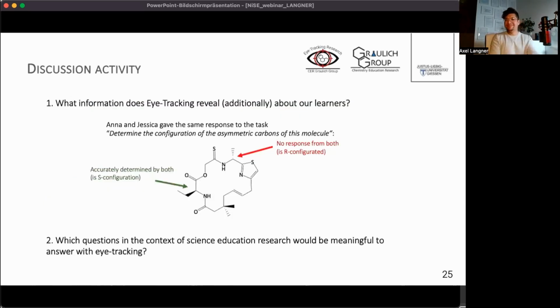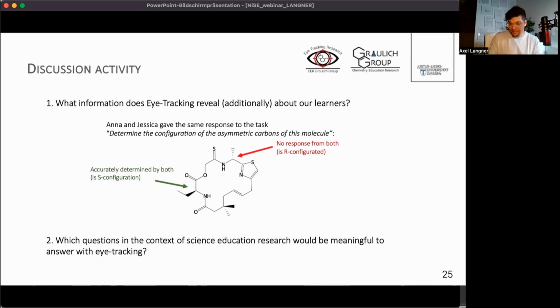I prepared two questions for you. First of all, what information does eye tracking reveal additionally about our learners? To stimulate thinking about this, I brought you two cases: Anna and Jessica. This happened in my study. They need to determine the configuration of aromatic carbon atoms. So they just have to look at two specific spots and then think about something. That's all the information you need. And both of them, interestingly, gave the same response here, which is correct, and they gave no response here, but here there is also an asymmetric carbon.